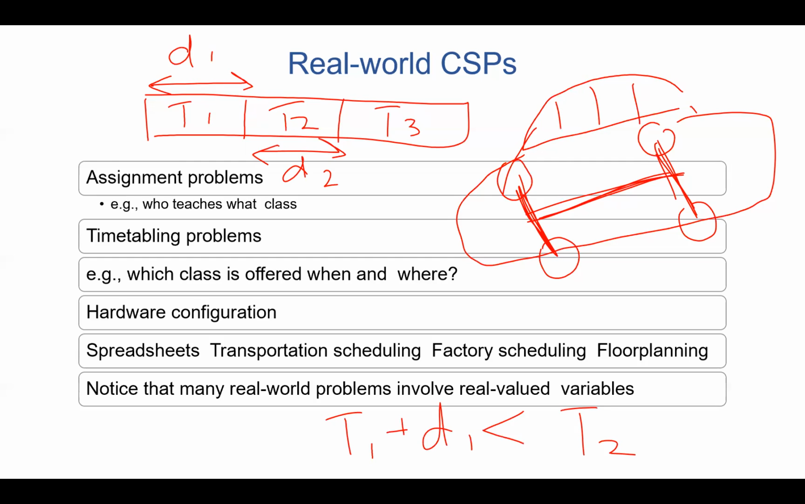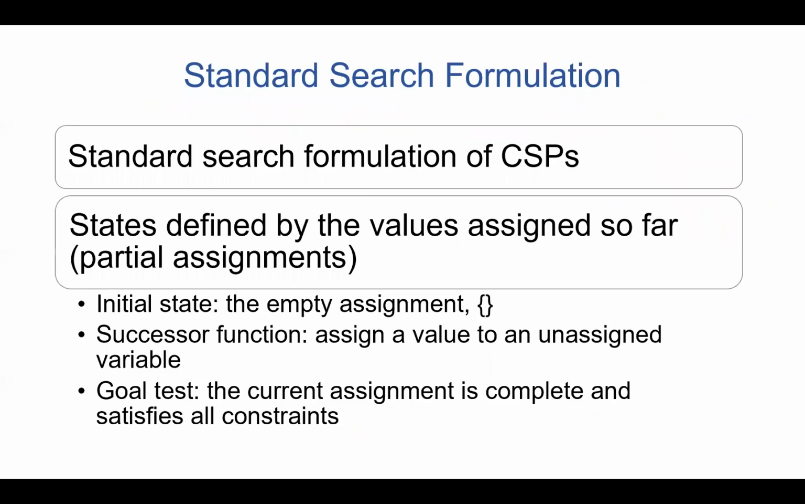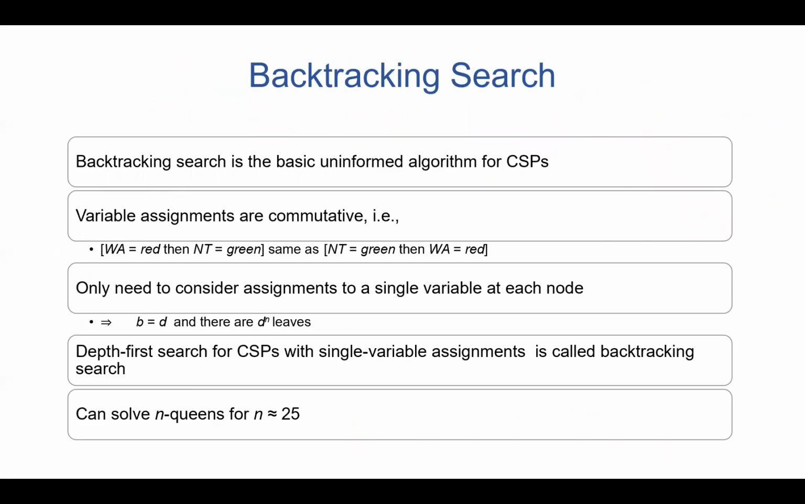That's one constraint, right? We can have T2 plus D2 has to be less than or equal to task three. So these are the constraints that you can have. A car manufacturing problem can also be solved using constraint satisfaction problems. So far, so good? Is it making any sense? Yes? All right, then let's get to the actual algorithm.